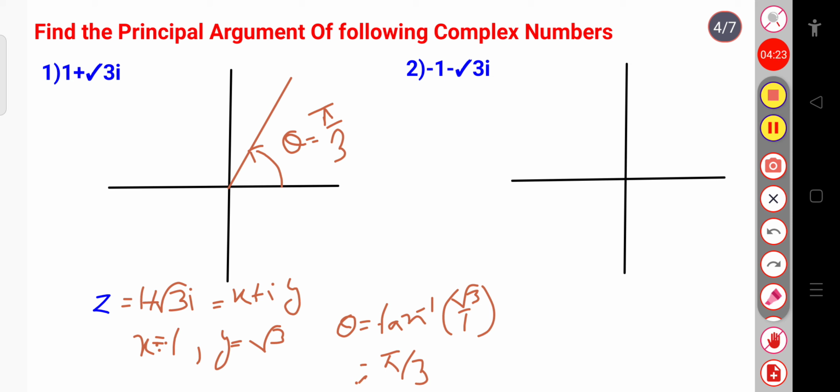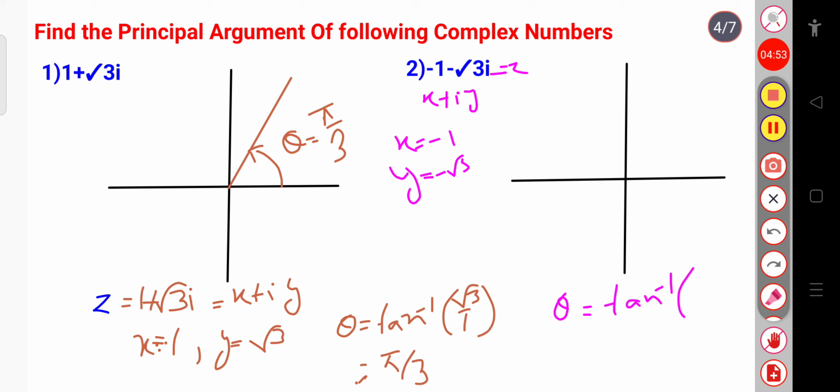Clear? Now let us solve for minus 1 minus root over 3i. This is the second question. Now let us solve this. This is the value of z, and also I can compare with x plus iy. So here x equal to minus 1 and y equal to minus root over 3. So I can write theta equal to tan inverse y by x, or this is tan inverse of minus root 3 divided by minus 1.